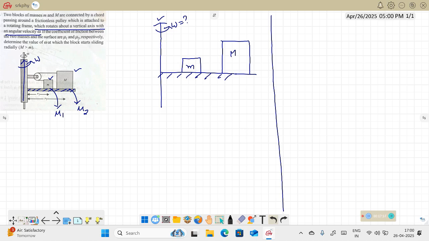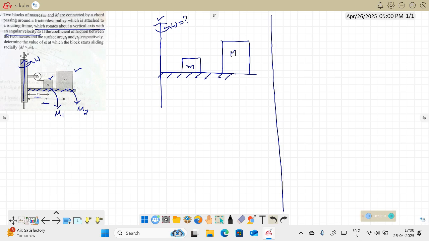That means they are asking for the minimum rotational angular velocity required so that the block can start sliding radially. Radial means along the radius. Both are going to rotate in a circle. The circle generated by small m is given as r1. The circle generated by capital M is given as r2.